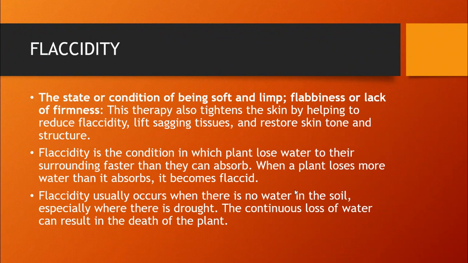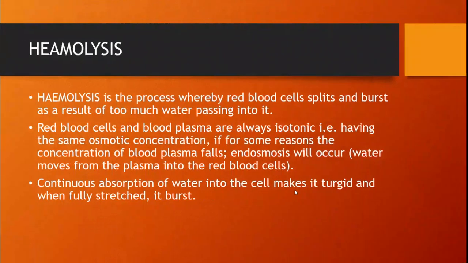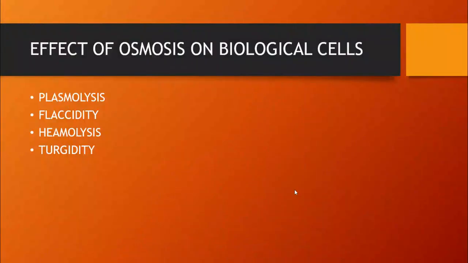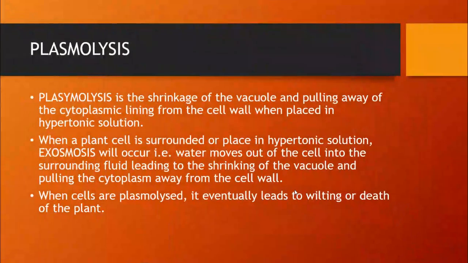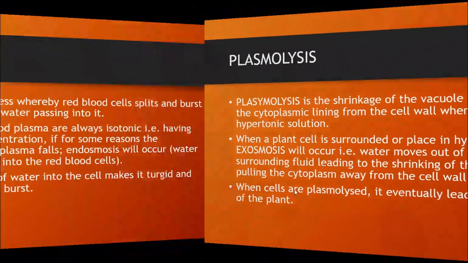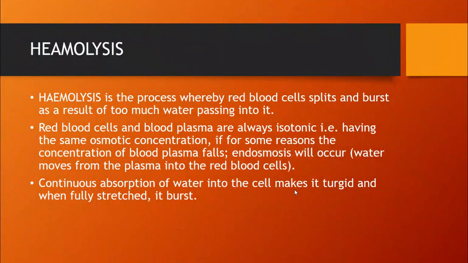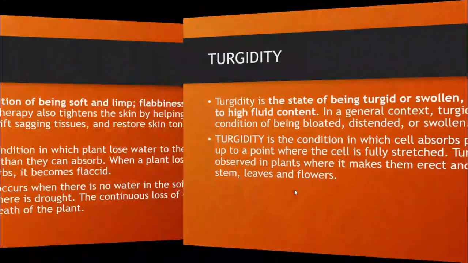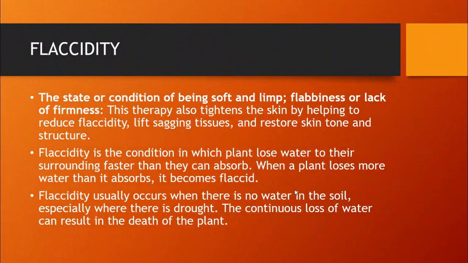Then flaccidity is when it shrinks before breaking. That's the idea. So another thing I want you to note is this: for both plasmolysis and hemolysis, the word lysis means breaking down. So for plasmolysis, it shrinks and then starts what? Breaking down. Then for hemolysis, it bursts. Of course, that's automatic breakage. And that's that about cell and its environment. So thank you.